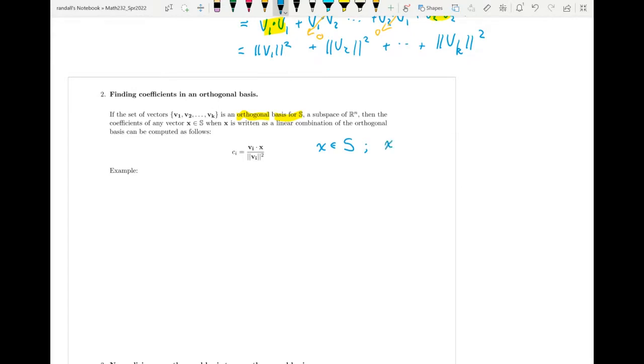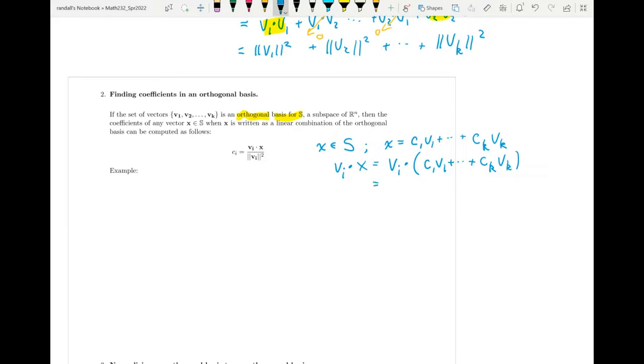Because it's a basis, I can write x as a linear combination of these vectors, so C1 v1 plus all the way up to Ck vk. That's due to the fact that the set of vectors v1 to vk is a basis for this subspace S. Now I'm going to take the dot product of a vector in the basis with this vector x. So I'll do vi dotted with x. Now instead of writing x, I'm going to write its sum in the basis vectors. So here it is.